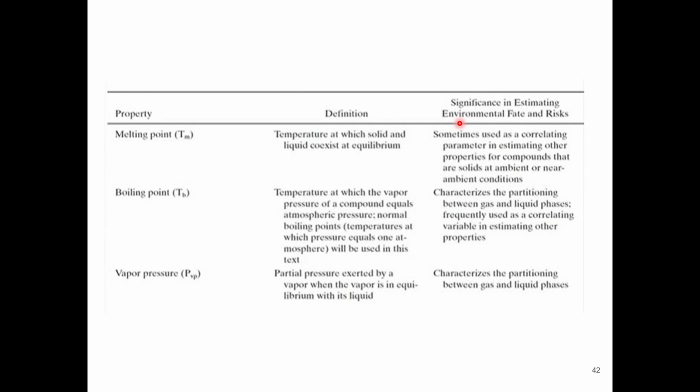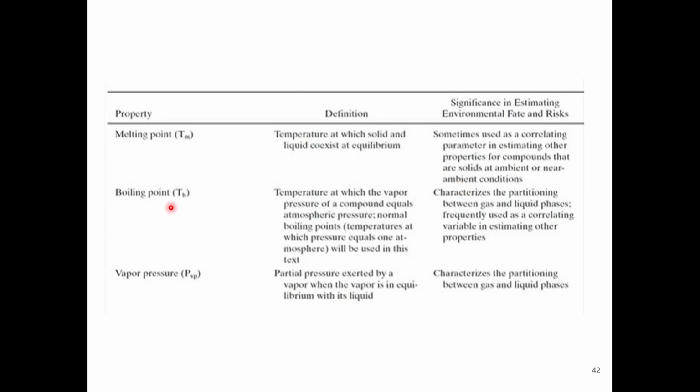Okay, so to further understand properly the release of chemicals into the environment, there are some properties and terms along with their definitions and significance. Let us see that. So, one is melting point, TM. It is the temperature at which solid and liquid coexist at equilibrium, and it is sometimes used as a correlating parameter in estimating other properties for compounds that are solids at ambient or near ambient conditions.